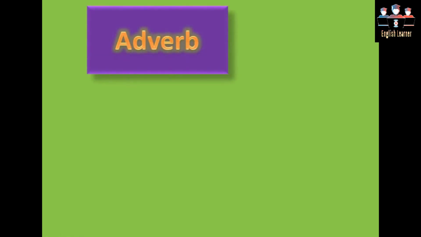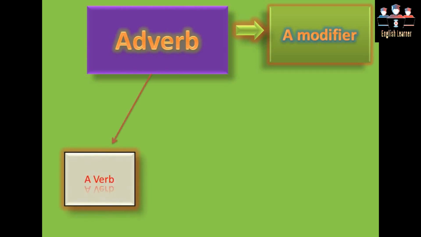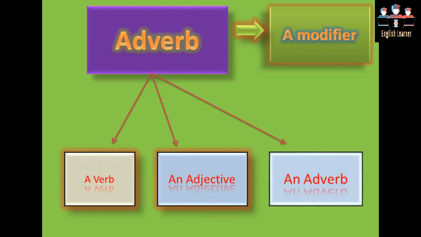We are going to learn everything about an adverb in this lecture. Let's start with what is an adverb. Adverb is actually a modifier. Modifier to whom? Modifier to a verb, to an adjective, and another adverb in a sentence. We are going to deal with all these three parts in great detail along with examples. So stay with me and watch this video till the end.